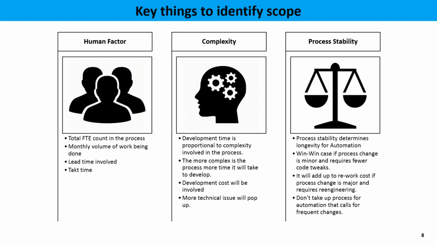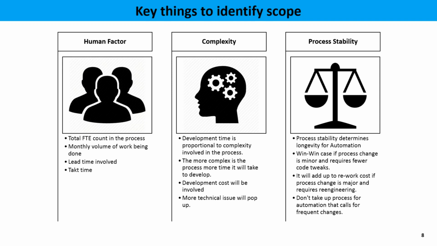We'll be coming to the key things to identify scope. Till now we discussed what we'll get, where best we can use it, and what the definition is. Now we're going to discuss the key things, and the concept here is how we will identify whether any business process will be very suitable to get automated.